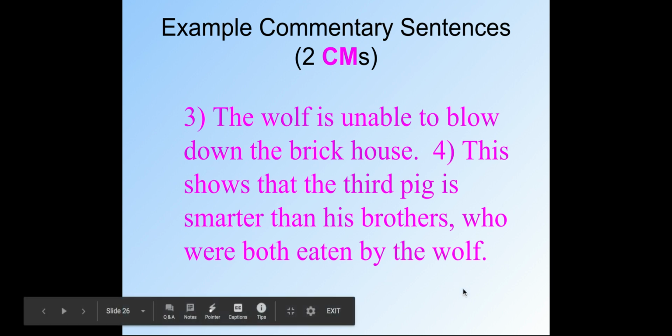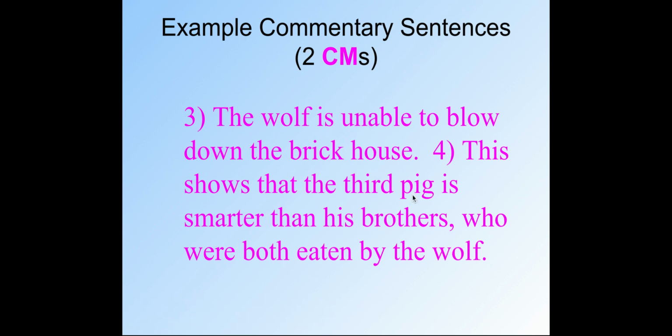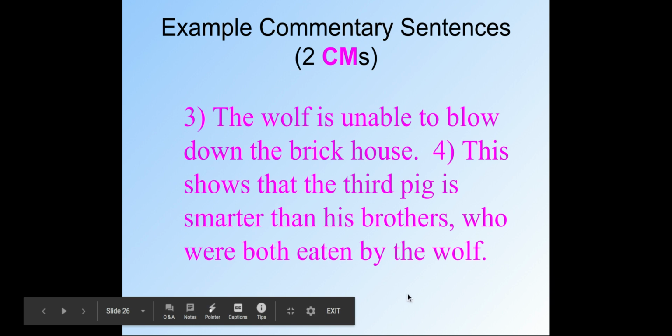So, my usual suggestion is that your first sentence explains the quote. So, basically, it tells me what is happening in the story when you chose that quote. And then my next sentence is explaining how this particular quote proves whatever it is that you were proving, okay? Like this one here, this shows that the third pig is smarter than his brothers, who were both eaten by the wolf. It shows that the pig is wise, okay? So that's how I'm explaining that.